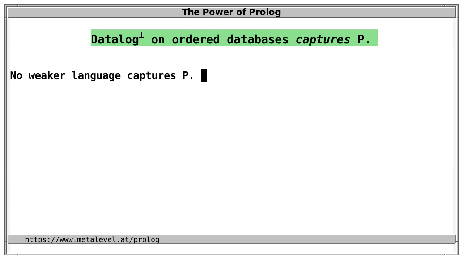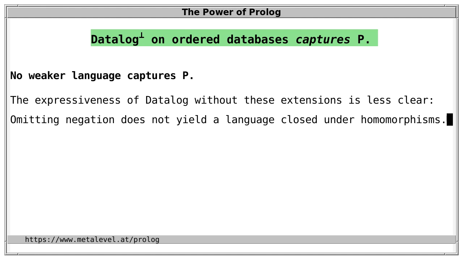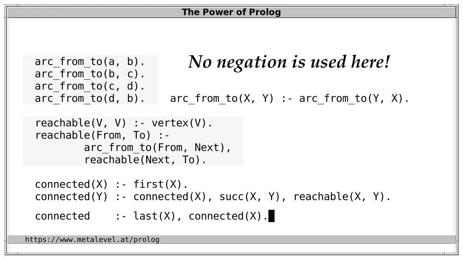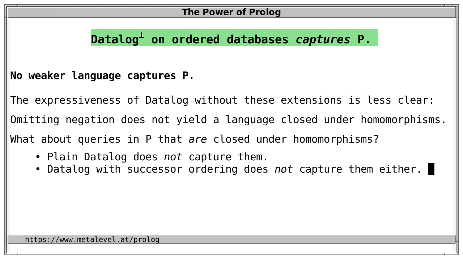And a few related results. First, no weaker language captures P. In other words, to capture P, a formalism must be at least as expressive as semi-positive Datalog on ordered databases. And without these extensions, the situation is less clear. For instance, omitting negation does not yield a language closed under homomorphisms. We know this because no negation is used in this example, and we know that connectivity is not monotonic, therefore not closed under homomorphisms. Then, what about queries that are evaluable in P and closed under homomorphisms? Well, one can show that plain Datalog does not capture them, and Datalog with successor ordering does not capture them either.